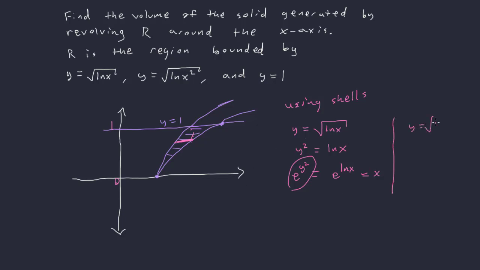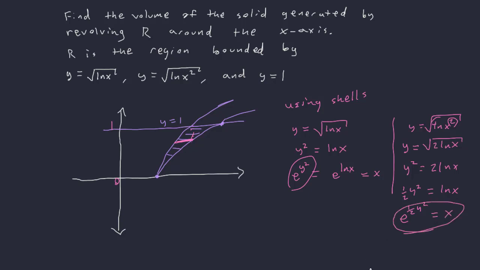If y is equal to the square root of the natural log of x squared, well, one thing we can do is bring this power outside right now. So when we square both sides, we get y squared is equal to, jumping the gun there, 2 ln x, and then we can divide both sides by the 2. Okay, so we'll get e to the 1/2 y squared is equal to x.